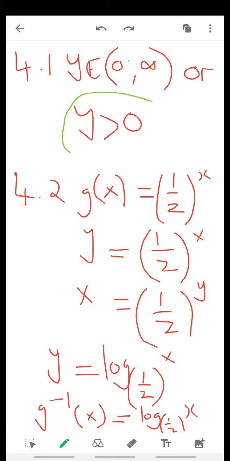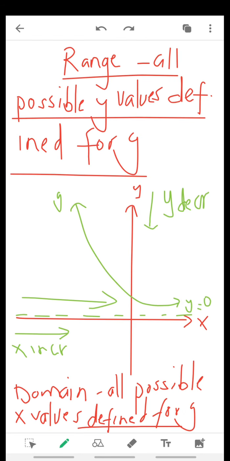So y is greater than zero is my range. What am I saying according to the diagram? I'm considering all values from zero up to positive infinity, but zero is not included since my function there is undefined, okay? So y greater than zero, I'm saying all values of y which are bigger than zero, but not including zero.